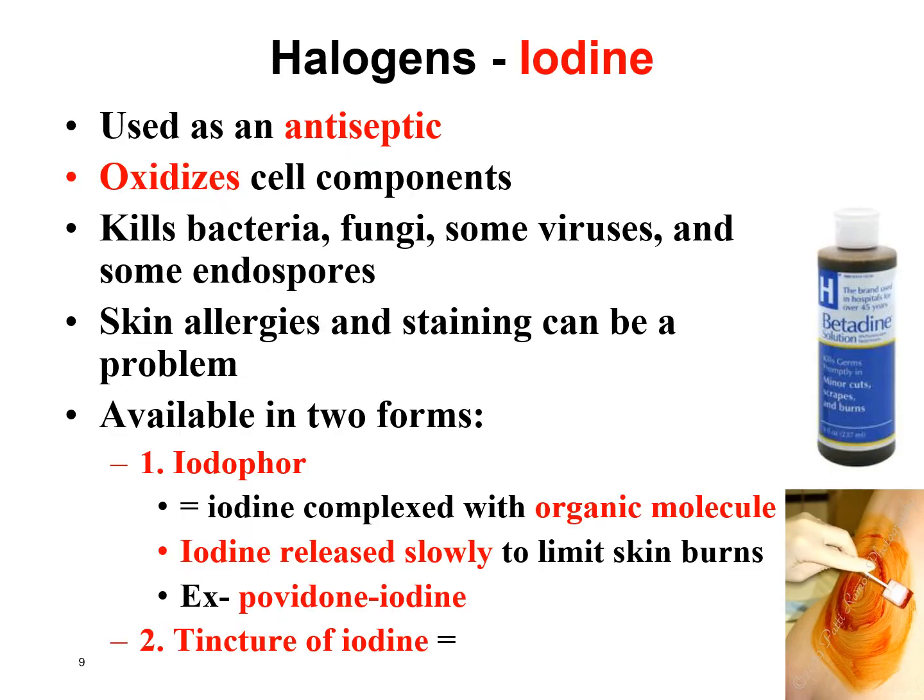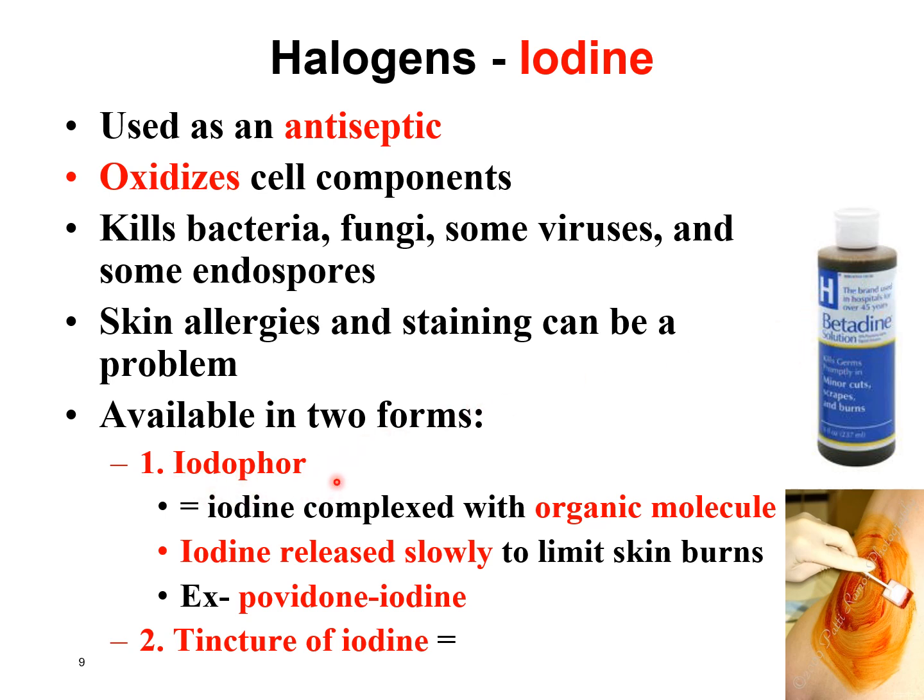All right, so our first halogen is iodine. And iodine is going to be used as an antiseptic. So we'll use this to scrub the patient's skin before surgery, for example. And you can also use this to scrub the surgeon's hands before surgery. And you can also use this to flush out a wound. So the one that's commonly sold in drugstores, you can buy betadine, for example.